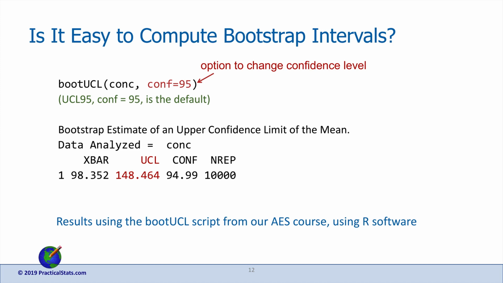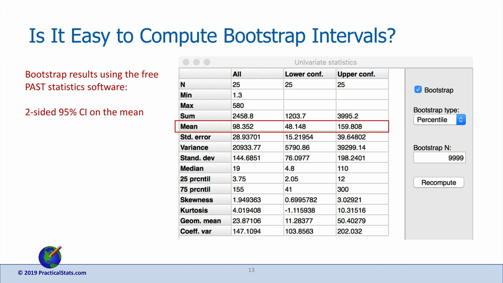R is free. Here is another free program called PAST. And PAST, which you can find on the internet, is actually very good. It's a statistics software package. It's not as comprehensive as R, but it's good for many things that we do. And all you have to do is check the bootstrap button here. And instead of the usual t intervals, it'll give you back bootstrapped intervals on the mean. And here's the lower and upper ends of a two-sided 95% confidence interval. So it's more common to find these in software.